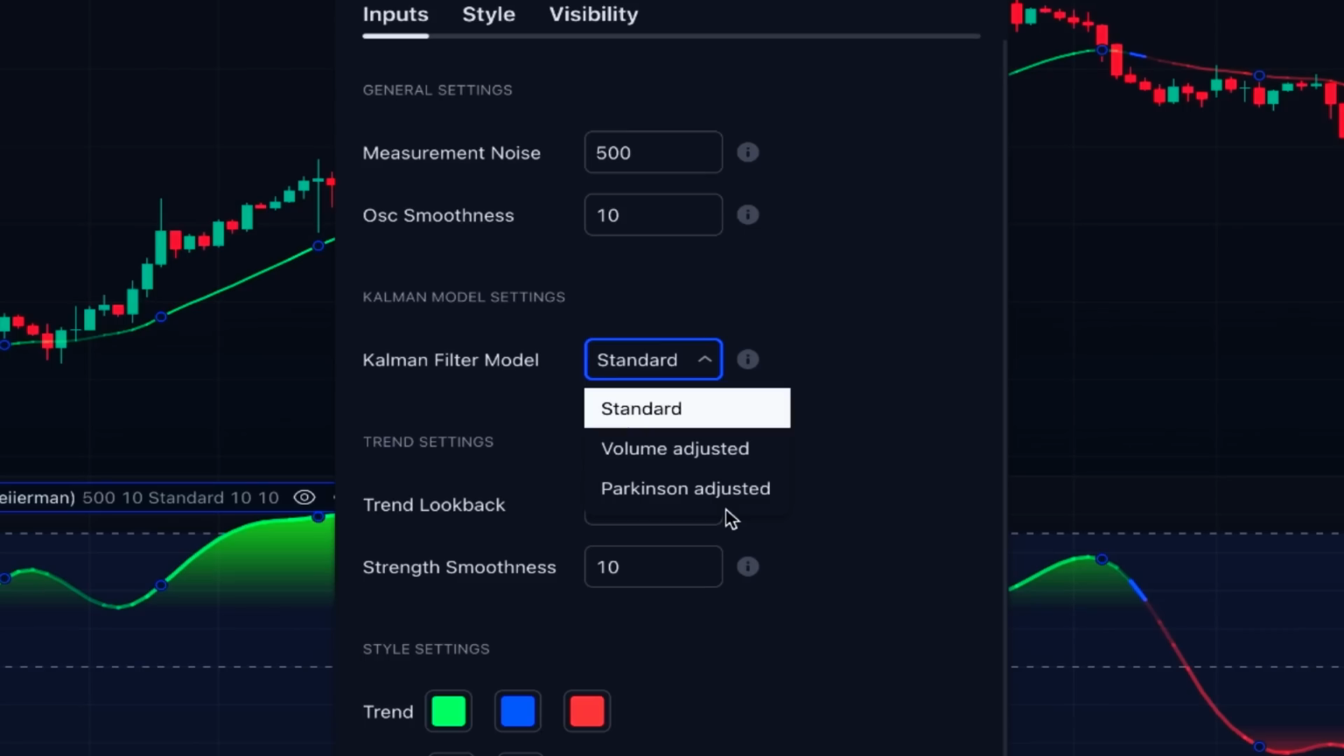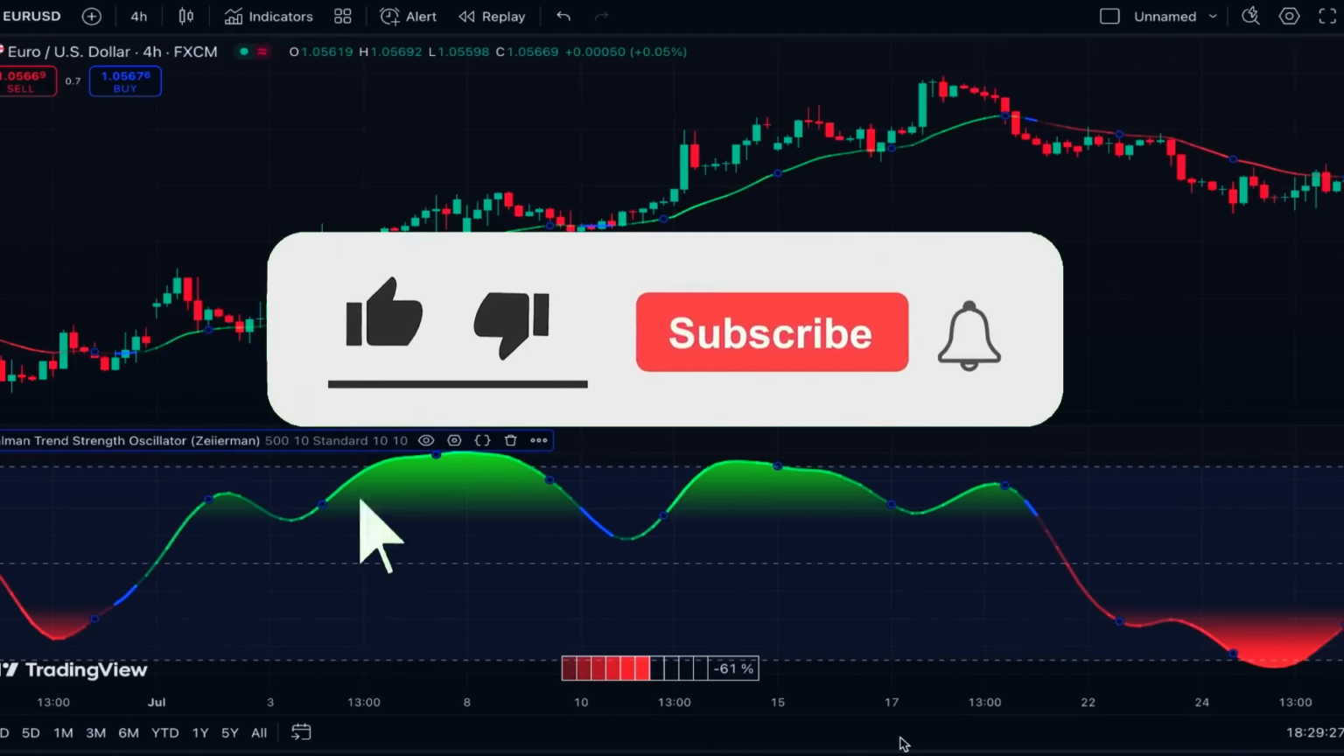In normal market conditions, there is not much difference between the three, and as I said, the standard model works well in general market conditions, but depending on the market condition or the asset that you're trading, you may need to change the model so the indicator better responds to the market condition and changes that are happening in the market.